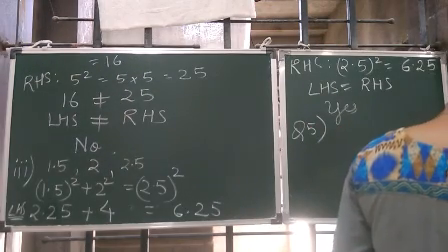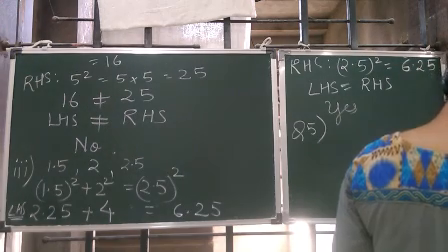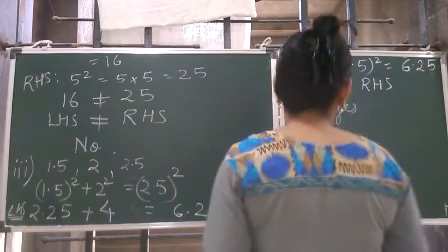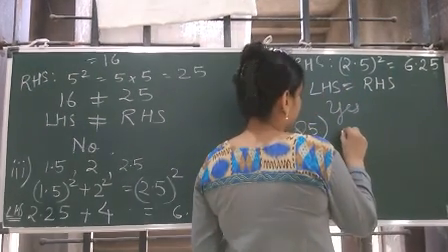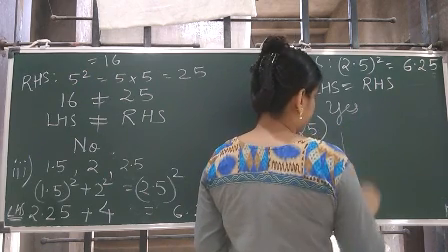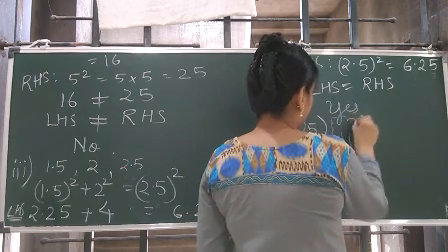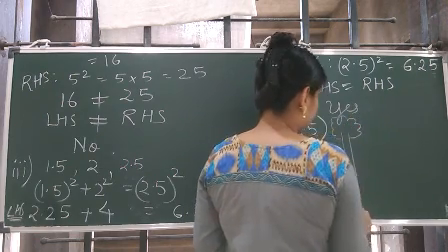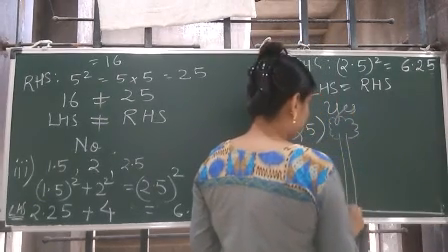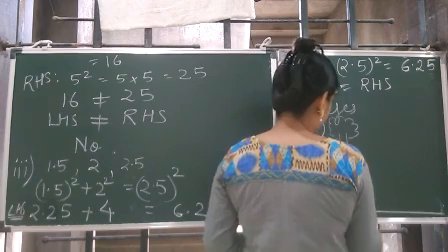A tree is broken at a height of 5 meters from the ground and its top touches the ground. Okay, so let's start. Suppose this is a tree. Let's make a tree. Now it has broken at a height of 5 meters. So suppose this is the 5 meter here. From here it is broken. So this is 5.